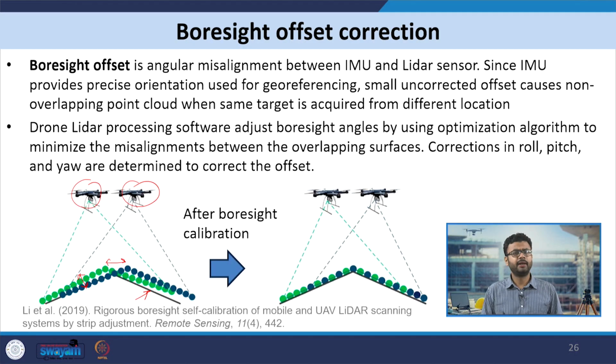Drone LiDAR processing software can adjust Boresight angles by using an optimization algorithm that minimizes the misalignment between the overlapping surfaces. In the process of minimizing the misalignment, the software can figure out the corrections required in the roll, pitch and yaw to get the correct Boresight offset. After the Boresight calibration, we get a very well aligned point cloud from both scans. So this will give us a noise-free point cloud.